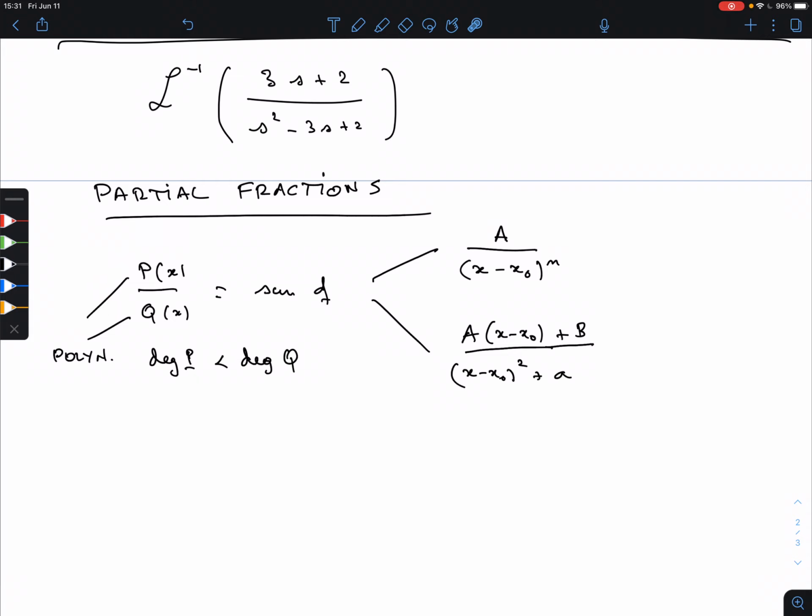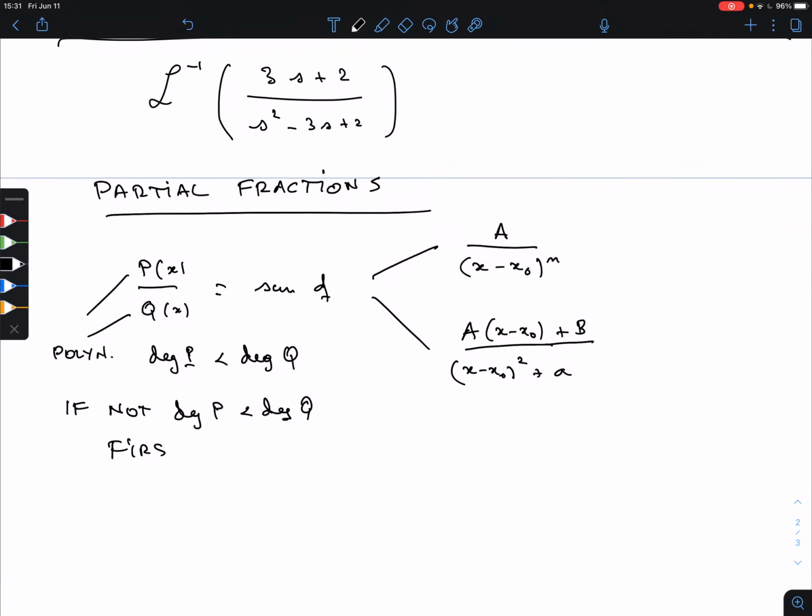Now that's not always the case. Sometimes you have a polynomial where on top is degree 3 and on the bottom is degree 2. What do you do then? If the degree of p is not less than the degree of q, first do long division.